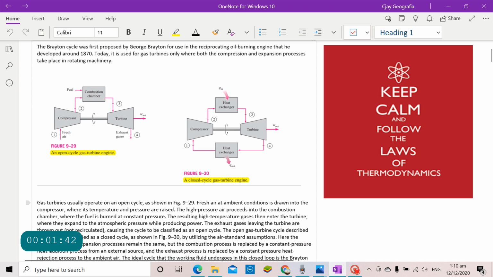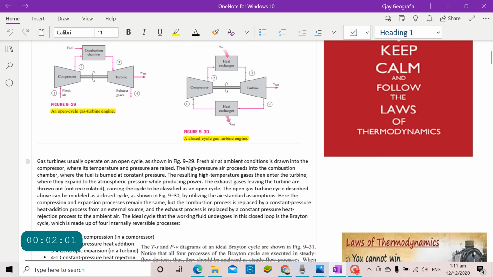So gas turbines usually operate in open cycle as shown in figure 19.1, as in past engines, but more modern engines use a closed cycle. The Brayton cycle is also useful in a closed cycle turbine engine.